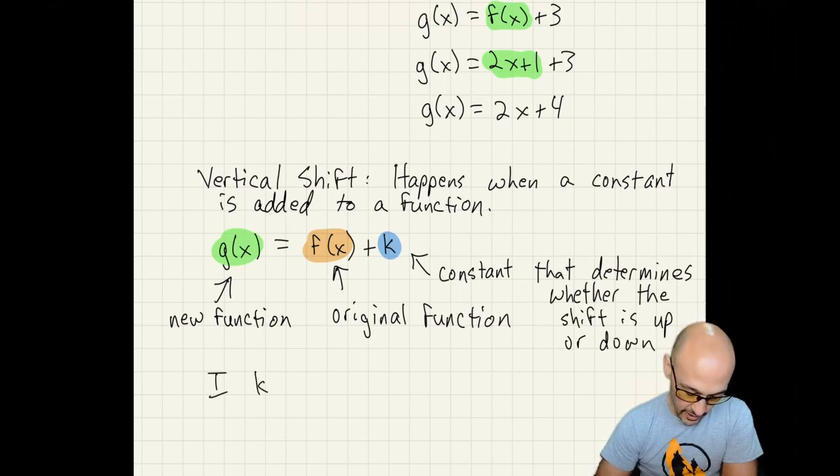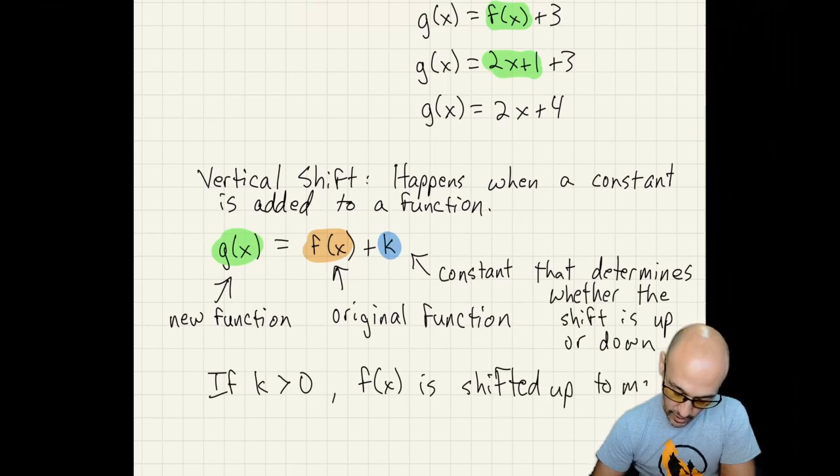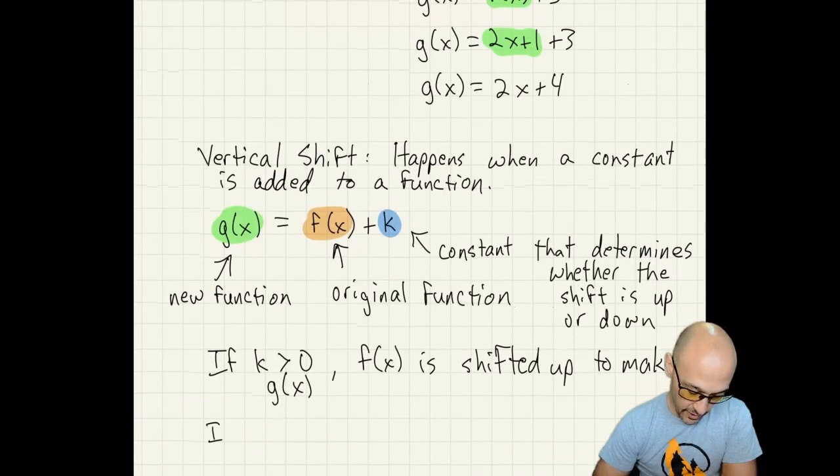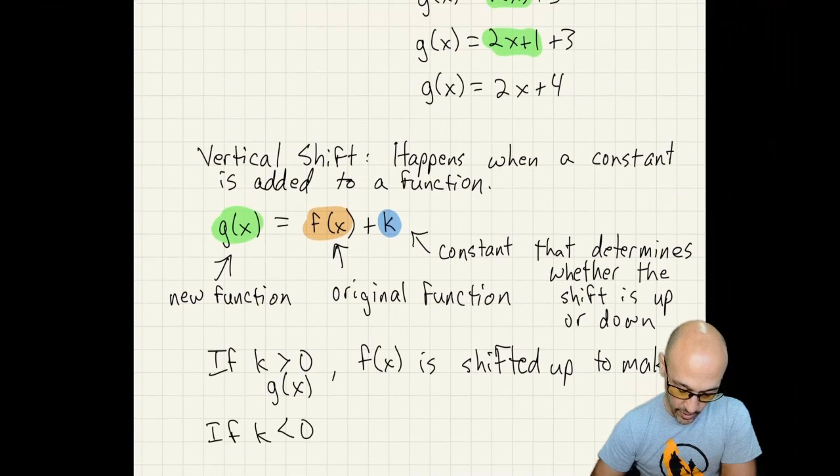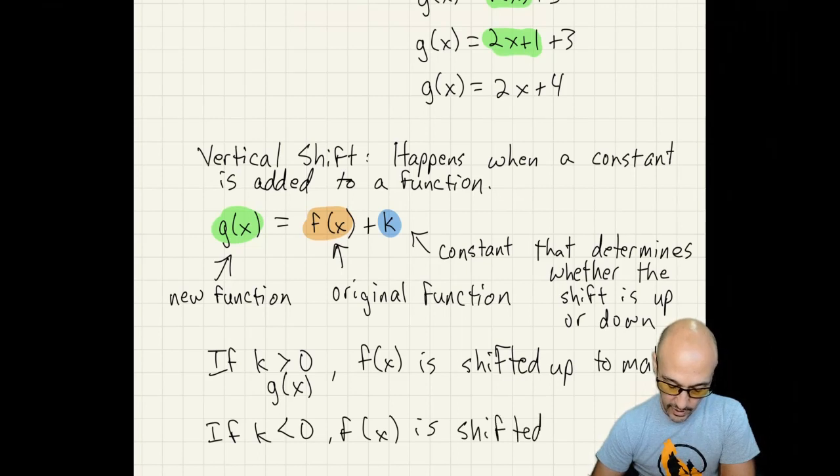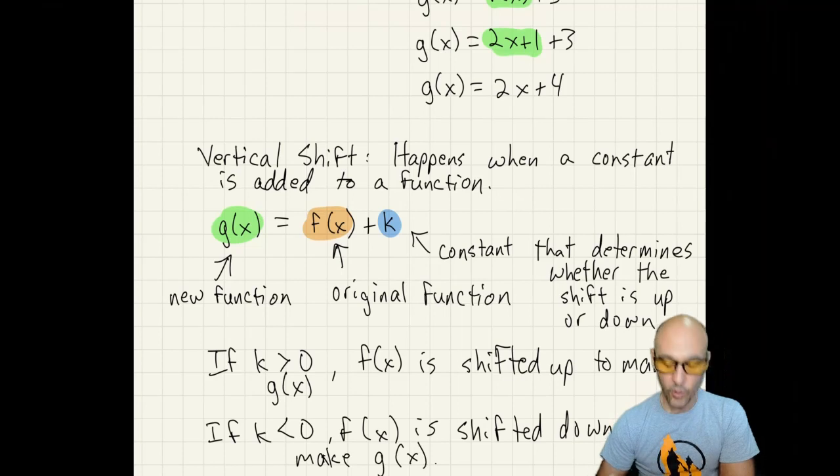If k is greater than 0, f of x is shifted up to make g of x. If k is less than 0, f of x is shifted down to make g of x. So the direction of the shift is determined by whether k is positive or negative.